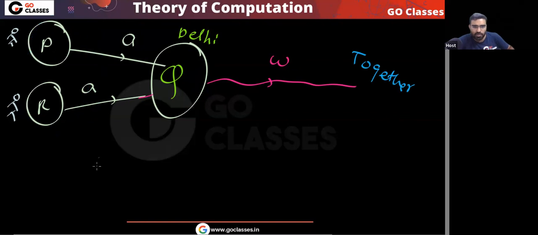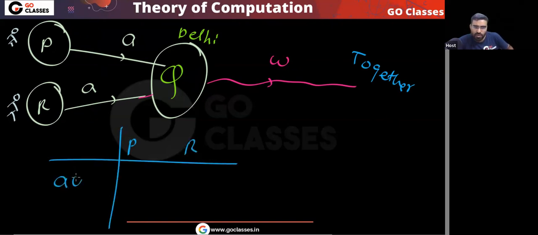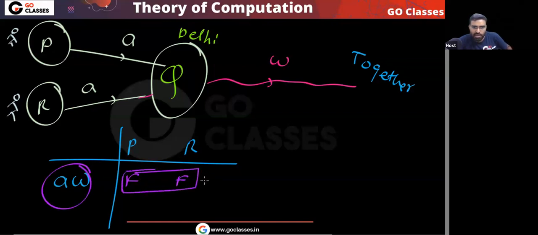Let me tell you what this diagram means. This diagram means that P comma R, these two people, on this type of strings, will always go together, either final or non-final. Is this point clear? On this string w, either they will both go to final, or both to non-final. The point is they will always go together. So there is no problem here.